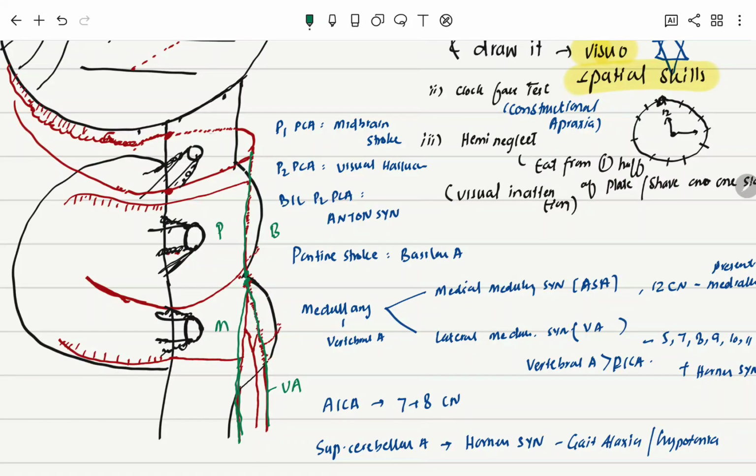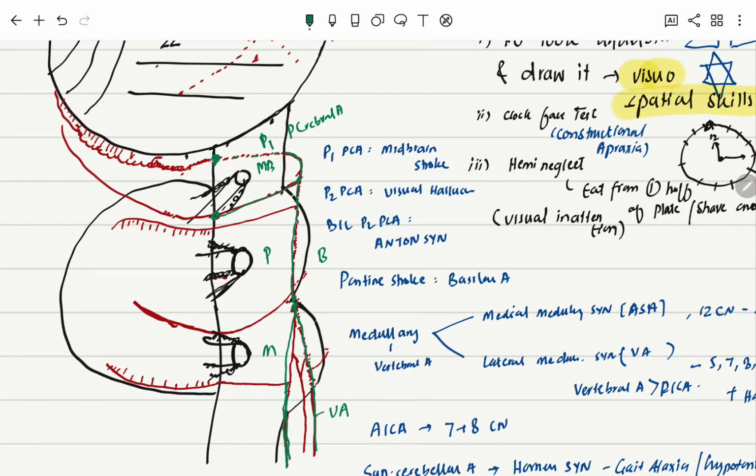Then the last branch is called the posterior cerebral artery. What I'm highlighting here, up to this area, this segment is called the P1 segment of the posterior cerebral artery, and the next segment that is going to supply the occipital cortex is called the P2 segment of the posterior cerebral artery. So the P1 segment is going to supply the midbrain, and the P2 is going to supply the occipital cortex.